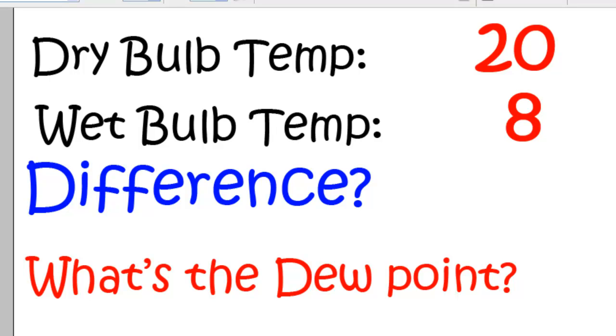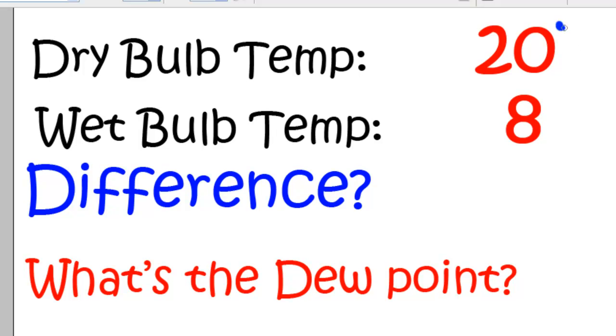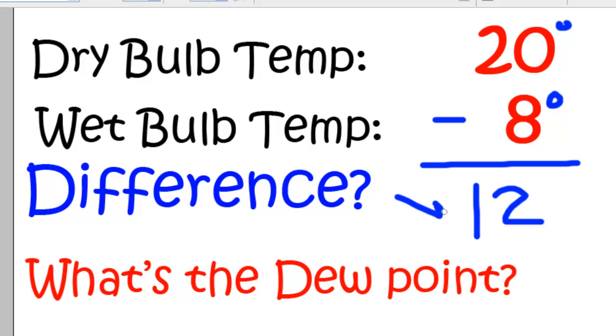How can we use the earth science reference table to find the dew point? So first we need to take a look at the dry bulb and wet bulb temperature. Dry bulb temperature is 20 degrees and the wet bulb is 8. So how do we find the difference? We're going to subtract 8 from 20. The answer, of course, is 12, and 12 is our difference.